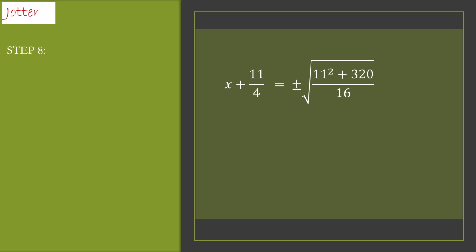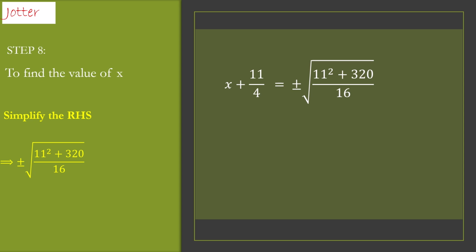In step 8, we are still looking for x. Simplifying the right hand side, we write the numerator and the denominator separately by having the square root of the numerator and the square root of the denominator. Well, we know that the square root of the denominator, which is square root of 16, will be equal to 4. So we put this in the expression, and that translates our equation to this.